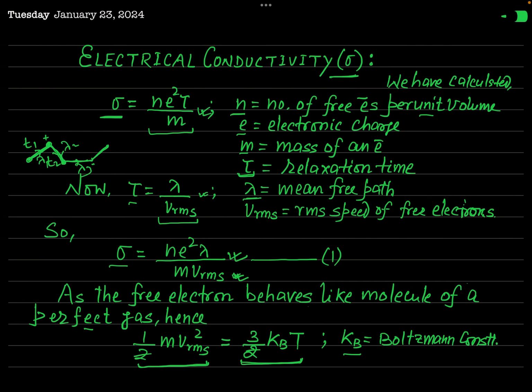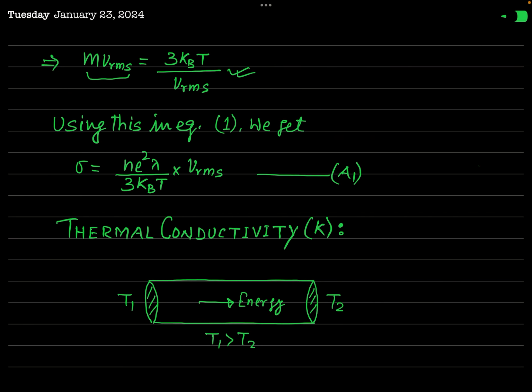So now finally we will replace this m into Vrms present in the denominator of equation 1 by this value. Using this result in equation 1, we get sigma equal to Ne square lambda divided by m Vrms. But m Vrms, you can see, is 3 kBT by Vrms. So this will be 3 kBT times Vrms. And actually this is our final result for the electrical conductivity of metals.